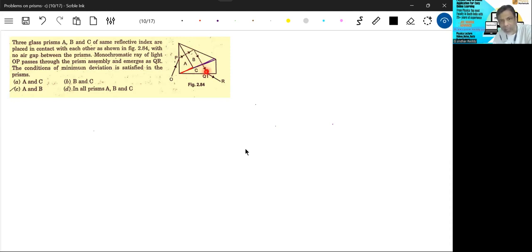Whereas here it is not parallel. This is the base of the prism. It is not parallel here. So here it is parallel. So therefore, the ray undergoes TIR in the prism A and B.